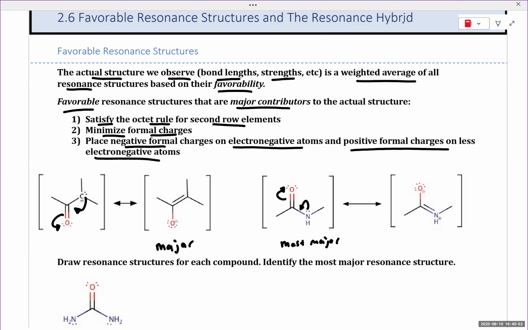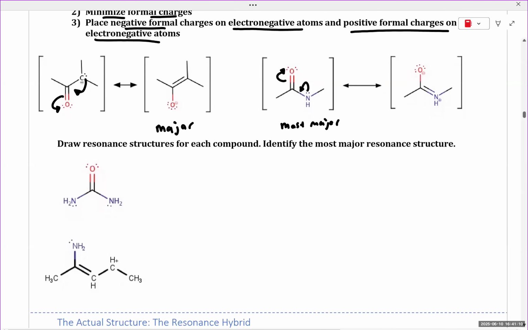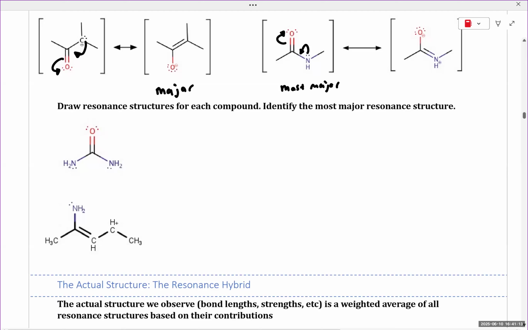So part of the reason why it's important to be able to gauge the contributions of different resonance structures to the actual structure is that they can give a lot of insight into patterns of reactivity and explain patterns in terms of bond length and strength. So for example, let's look at some cases where we draw some resonance structures for each compound and identify the most major resonance structure. So here I have a pi bond and a lone pair. I'm going to start by just kicking up this pi bond and generating a lone pair on oxygen.